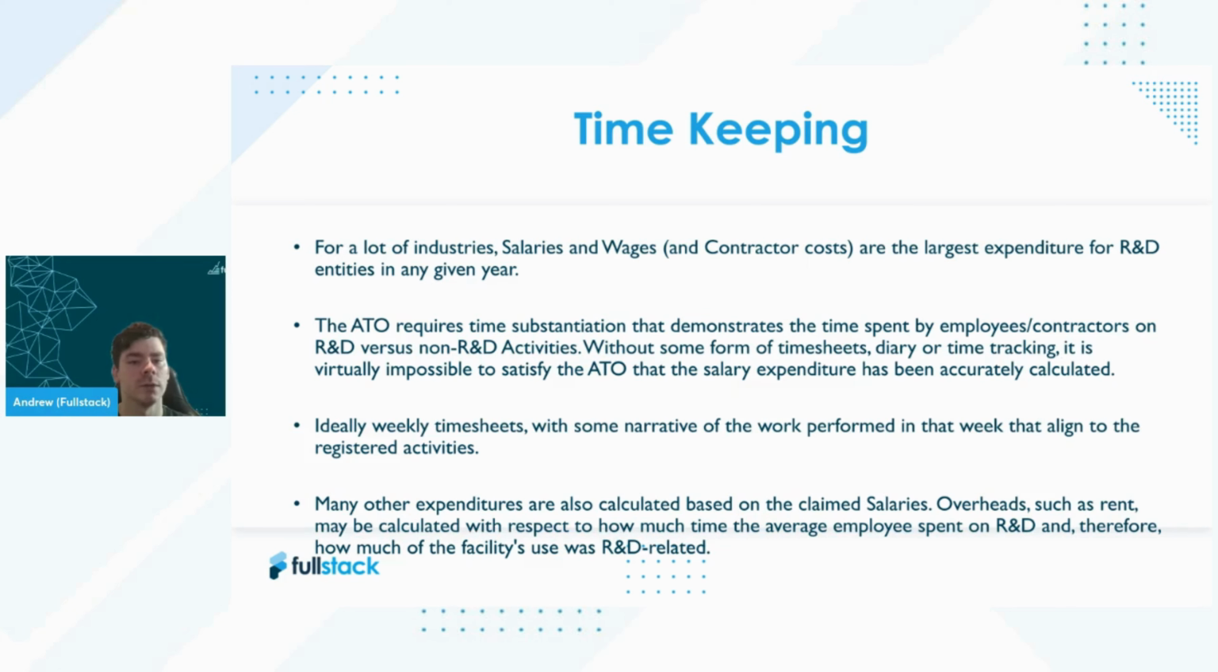And then just as a small aside, overheads, things like rent, are often claimed based on how much time employees have spent in R&D. If you calculate the amount of time the average employee spends on R&D activities, then you can infer how much of a facility's use was spent on R&D activities. And so, again, if you're not keeping accurate time records, then there are other expenditure categories which can fail under review because you can't substantiate that the overheads have been calculated correctly either.